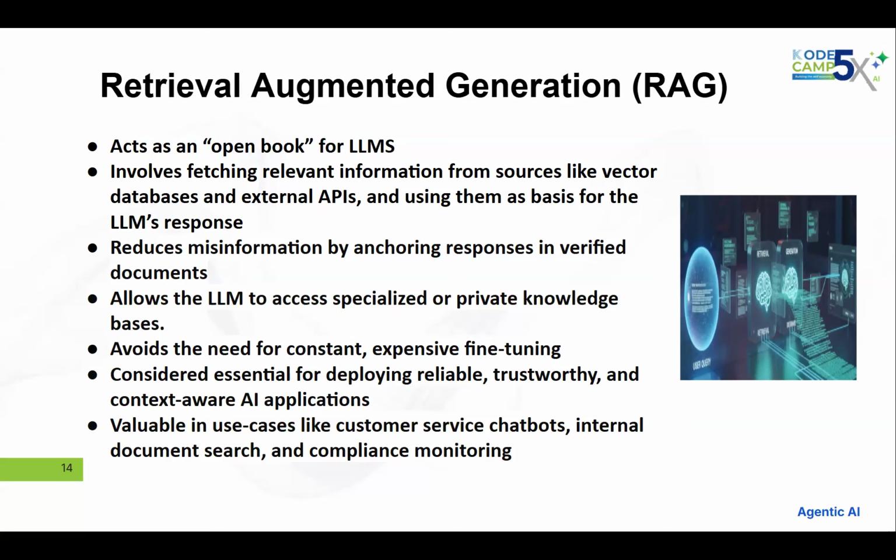RAG comes out to be very essential to developing reliable, trustworthy, and context-aware AI applications. Reliable in that it injects reliable information into the context, minimizing misinformation. That also relates to trustworthy and, of course, context-aware, because you're providing the necessary context which might not be available in the prompts. So you retrieve those from some external source and inject that into the context.